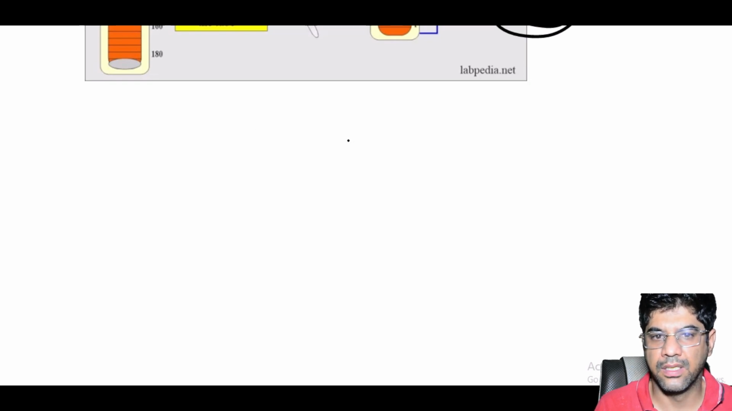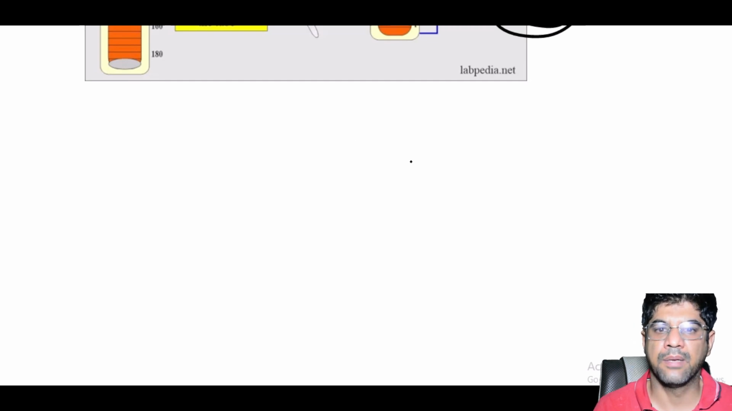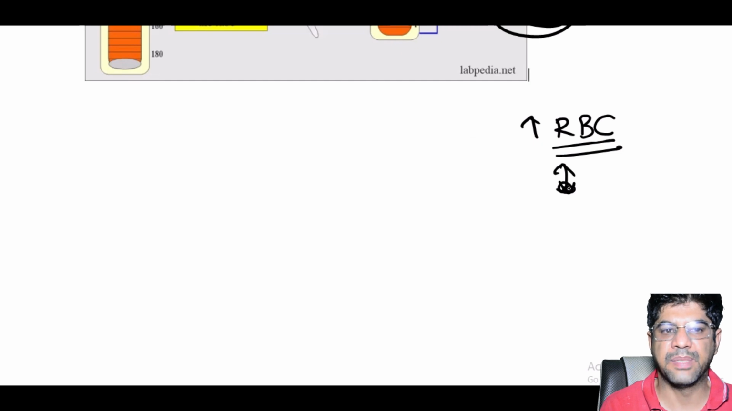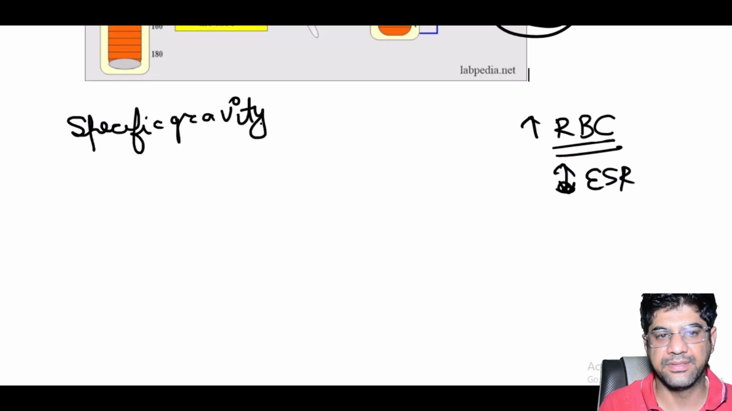The first is increase in the RBC. Larger RBC, they settle faster, that increases the ESR. Other is the specific gravity. If the red blood cells become heavier, they settle faster. That means that increases the ESR.